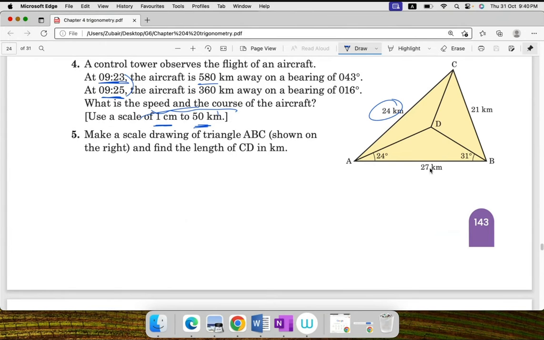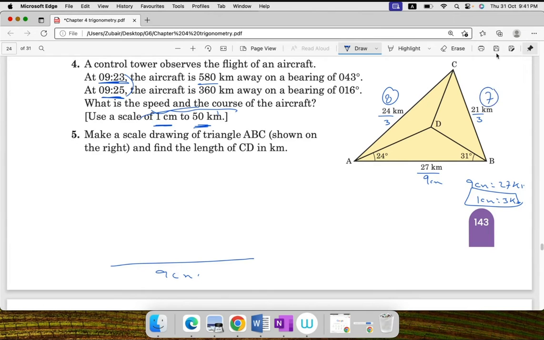I'm looking at values before I decide the scale. This is 21, 24, and 27. And luckily, all these are divisible by 3. Just making it, let's say, 9 centimeters. So if 9 centimeters is representing 27 kilometers, I'm dividing both sides by 9. 1 centimeter represents 3 kilometers. So I'll draw a line of 9 centimeters, and then this is 24, this is 21. That is 24 and 21. By 3 gives me 8 centimeters, by 3 gives me 7 centimeters.